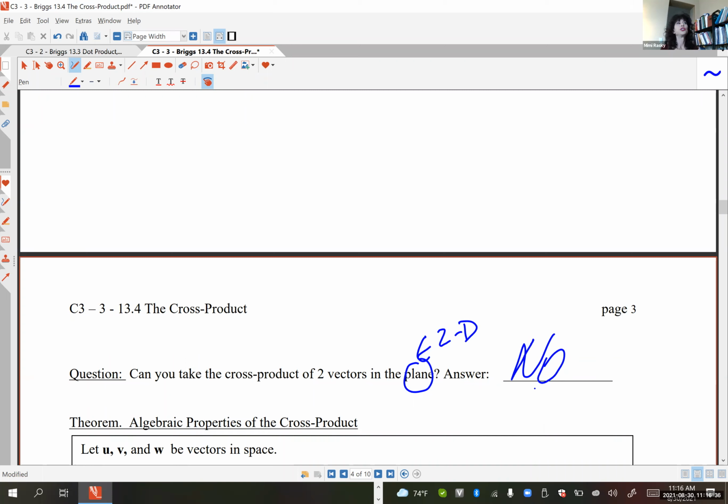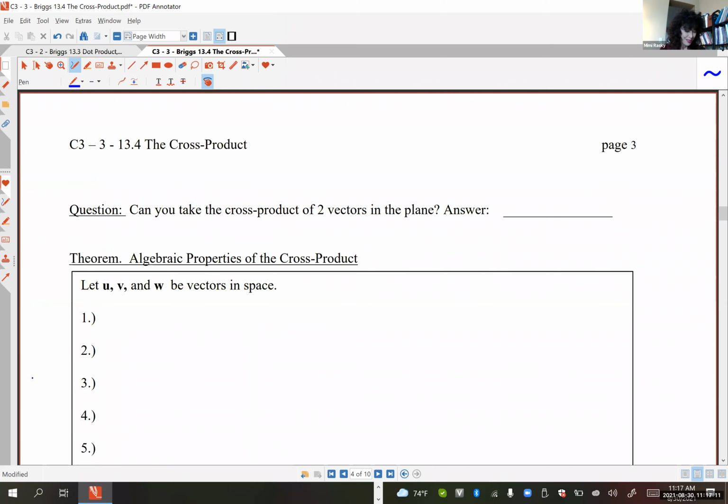Now, what you could do is embed two vectors in the plane into a three-dimensional coordinate system, in which case they take on a third component, where the third component would be 0. Then you could take the cross product of those embedded vectors. Sometimes people do that. But that's very different from the statement that there's such a thing as the cross product of two vectors in the plane. I could make this a true-false question, right? I'll put true-false questions here and there.